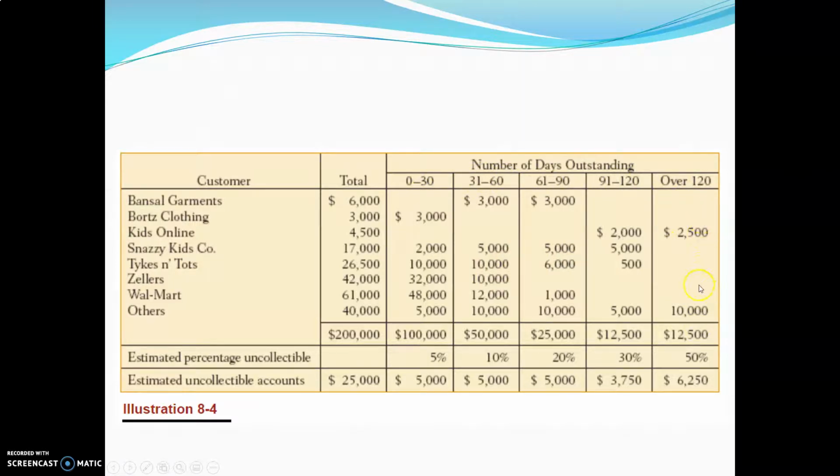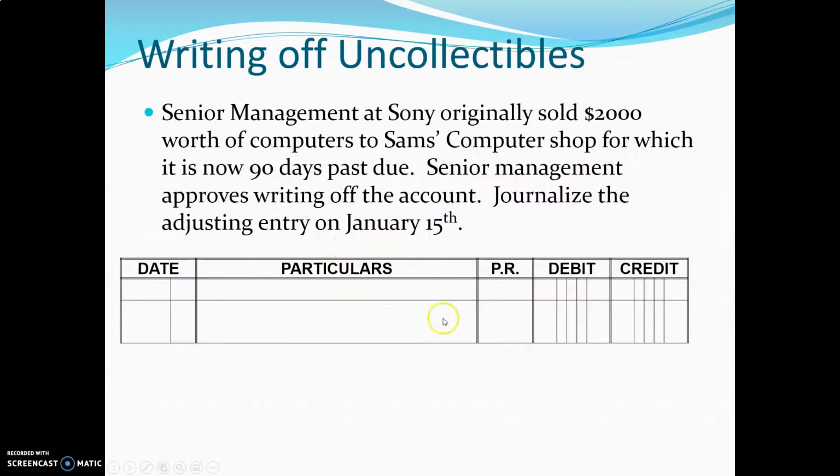By the time you get to over 120 days, we've got a total of $12,500 on the accounts, of which we expect we're not going to be able to collect half of those. So here are estimates of those totals. We estimate that we aren't going to be able to collect 5% of the 100,000, 5,000, 10% of the 50,000. That's the past due 31 to 60 days. And this is what's happening with the accounts.